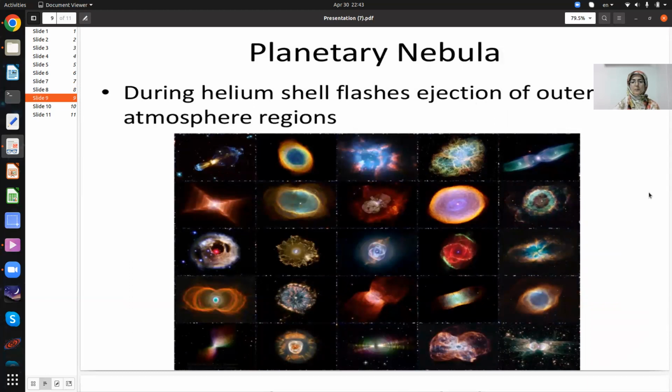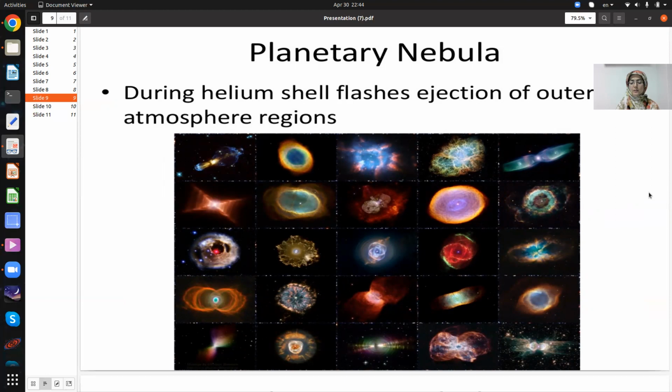Here you see the planetary nebula. During helium shell flashes, the outer atmosphere regions are ejected. And the question is, why do planetary nebulae look different? The most important reason is the magnetic field and then the binary possibility.